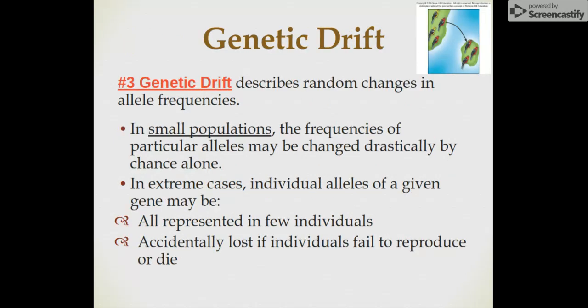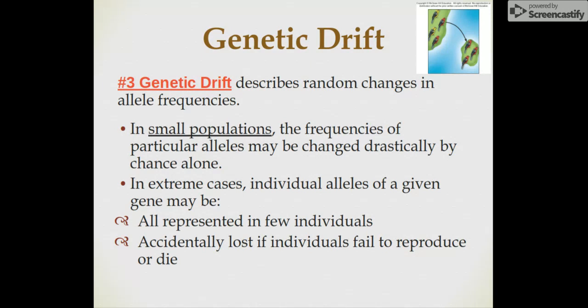Okay. Genetic drift. Genetic drift is a random process where we can change allele frequencies in small populations. So in order for genetic drift to occur, populations have to be small. If the population is really big, we're not going to see an impact through this process. And so this is, again, just by chance.